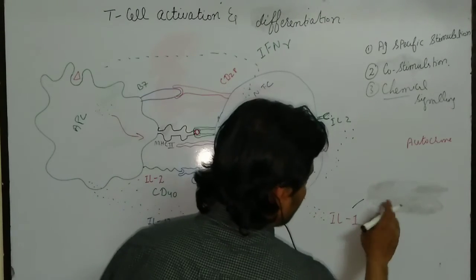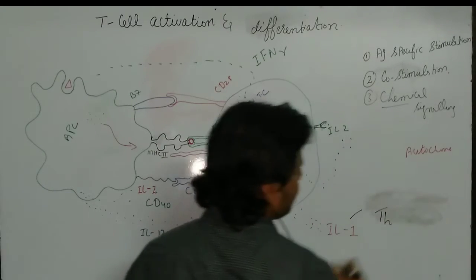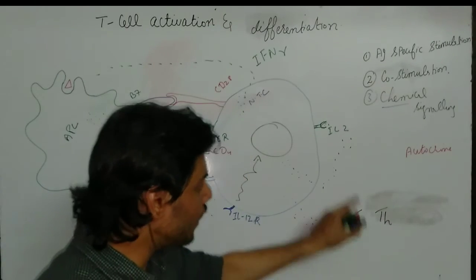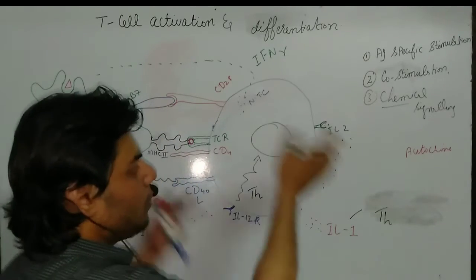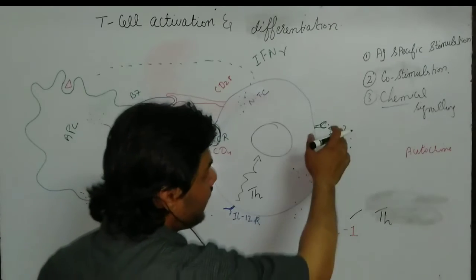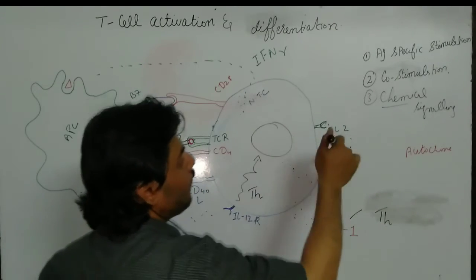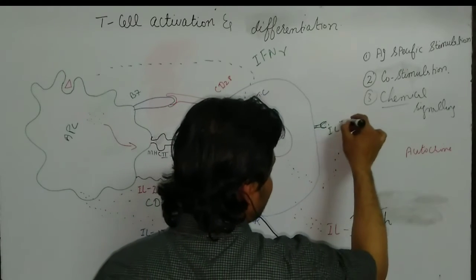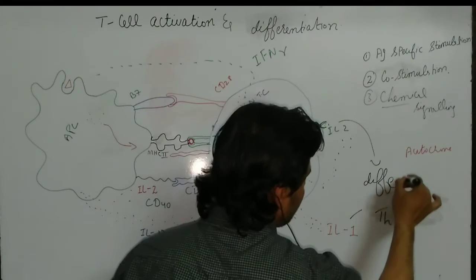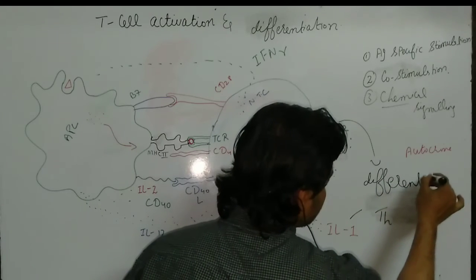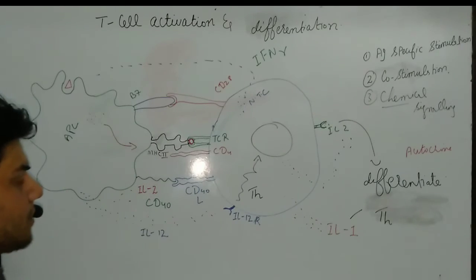This interleukin 1 will convert this cell into helper T cell. So after that, this cell will be converted to helper T cell. Interleukin 2, which again binds on it, will actually differentiate the cell, we can say like that. Differentiate the cell. What does it mean? Let me explain a little bit.